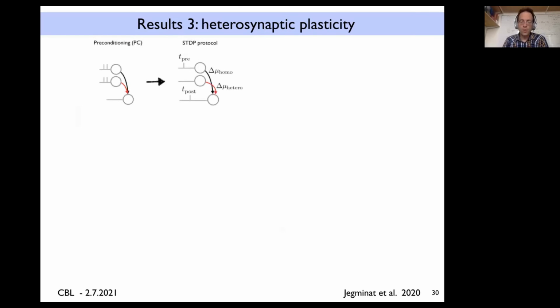So one consequence of this long-term synaptic filter is that you have heterosynaptic plasticity. If you have two synapses that are stimulated by, let's say, the same protocol and target a postsynaptic neuron, they receive, say, correlated input for a while, so we say they have a preconditioning. Now, if you have a presynaptic spike and then a postsynaptic one, this connection from the first neuron to the second one will be potentiated.